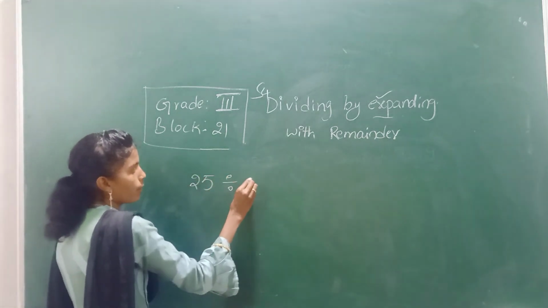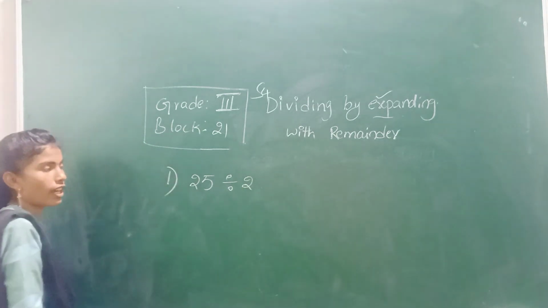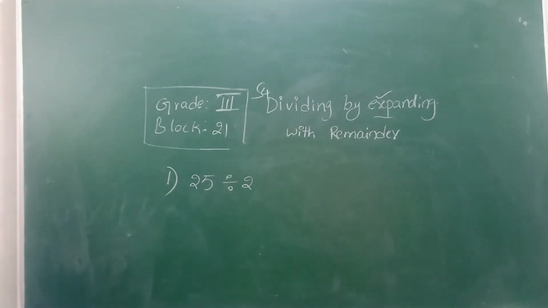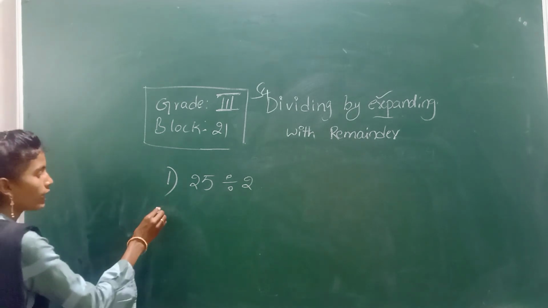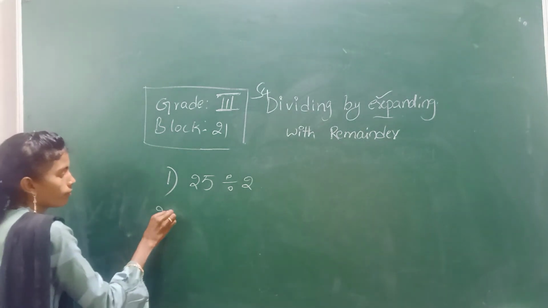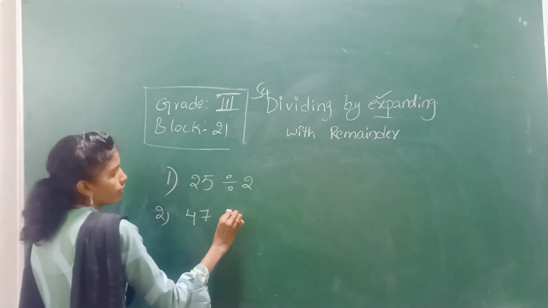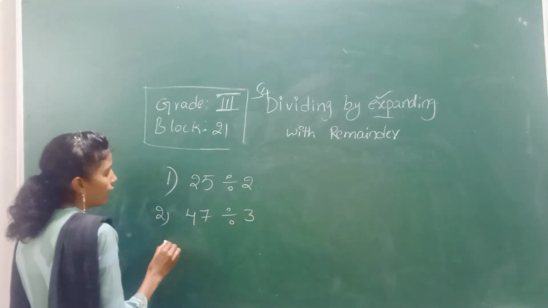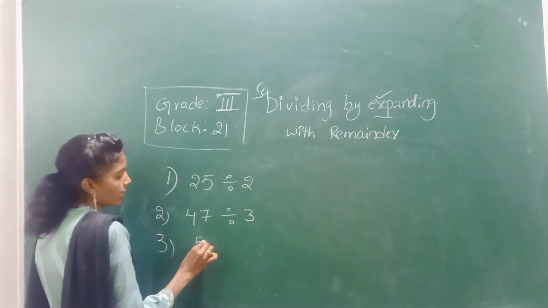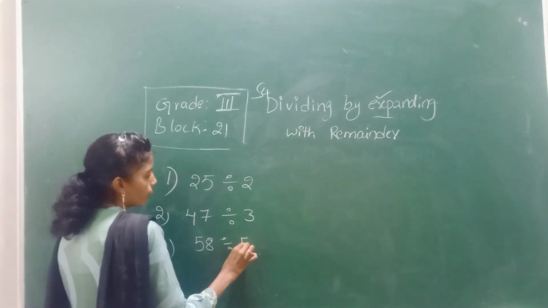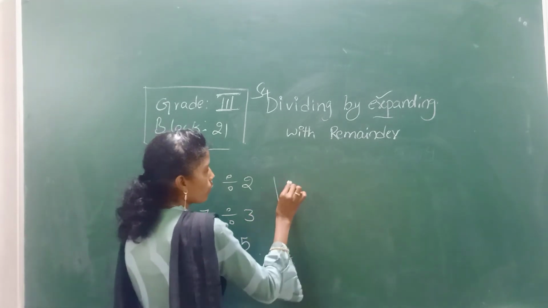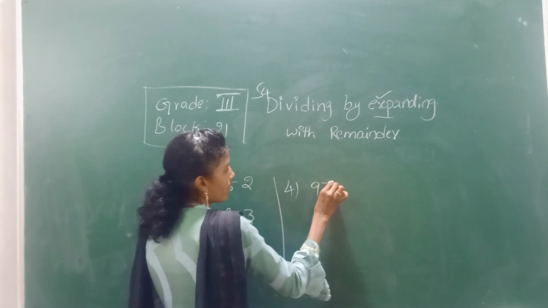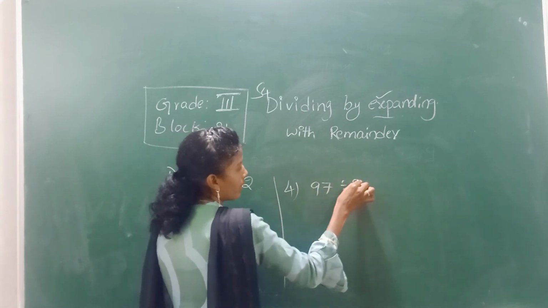The first question is 25 divided by 2. Next, the second question is 47 divided by 3. And the third question is 58 divided by 5. Next, the fourth question is 97 divided by 8.